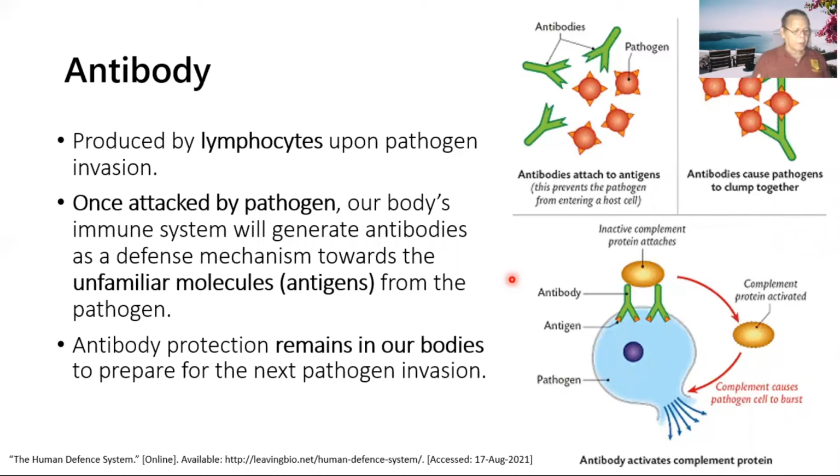After that, antibody can act in numerous ways. Some will bind to antigen to prevent the cell entry. We call this neutralization. Other antibodies work by causing the pathogen to clump together, preparing the pathogen to be engulfed by phagocytes. Besides that, some antibodies can activate the complement system, which can then act to kill the pathogen.